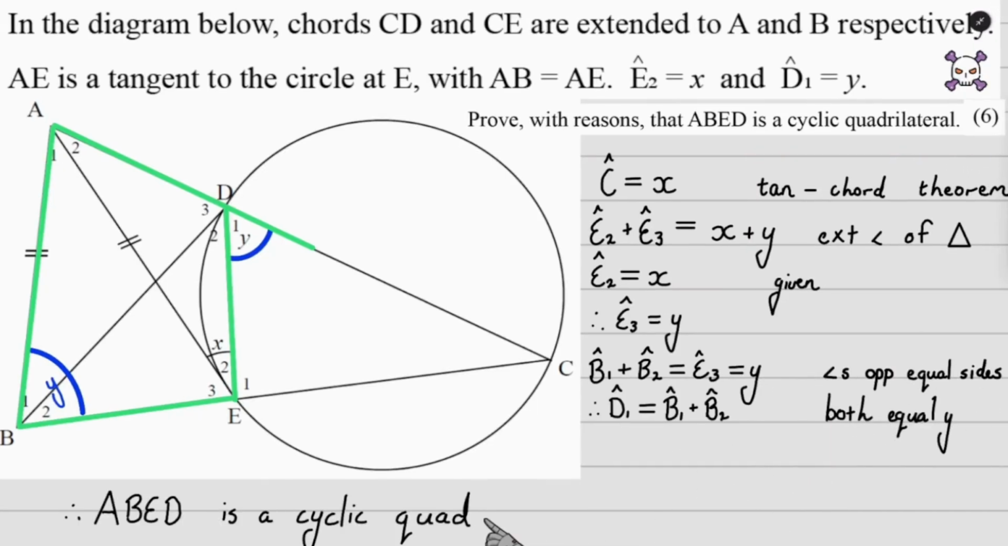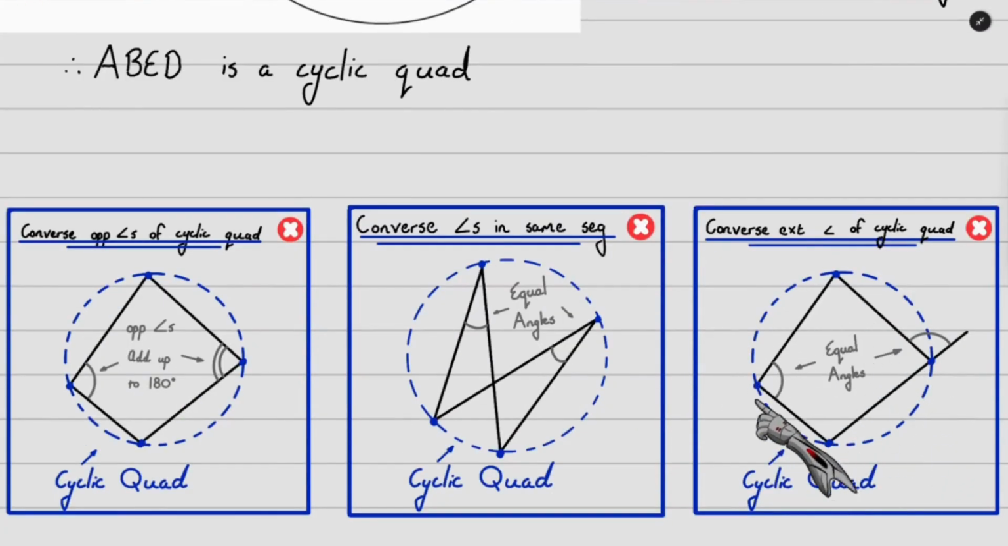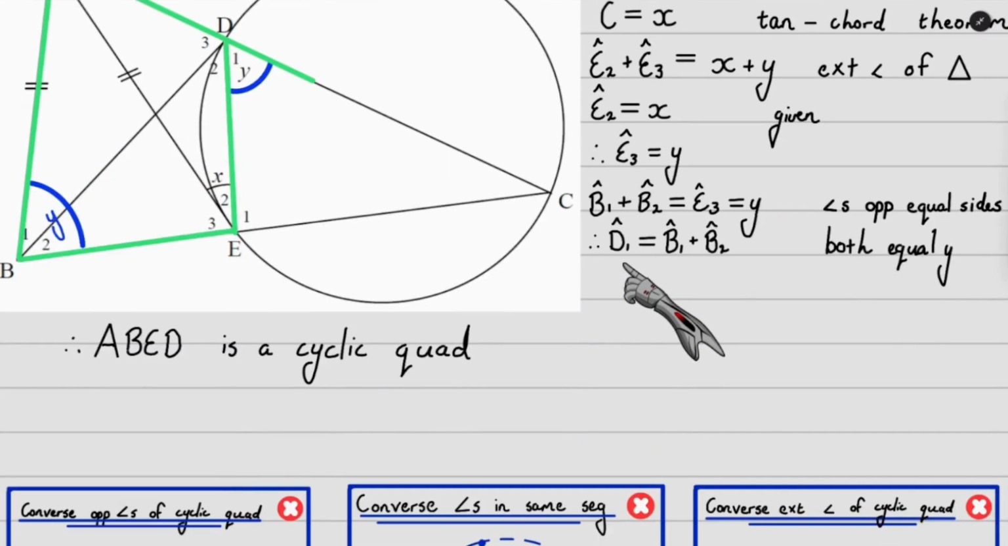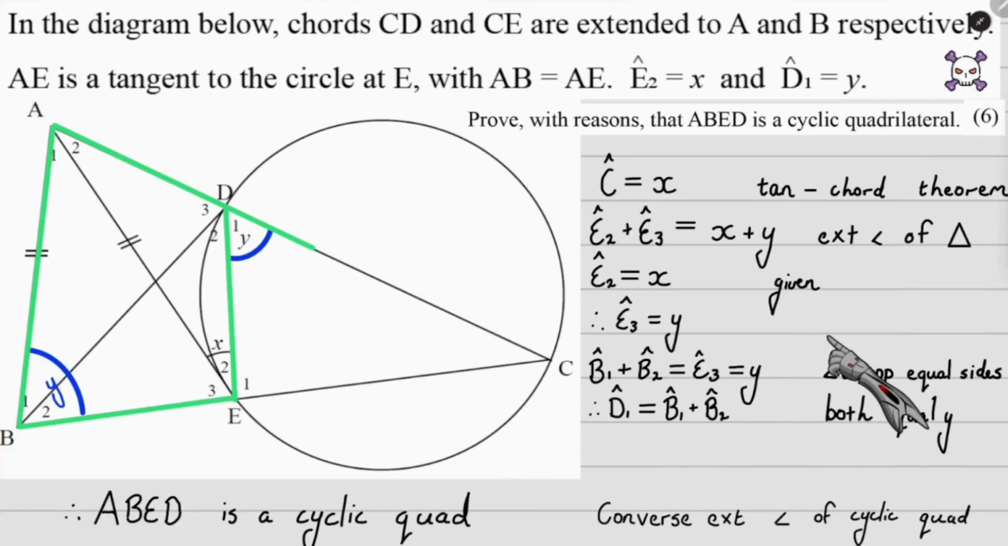And after we state that, we went down this avenue to prove it: that the exterior angle is equal to the opposite interior angle. So we're going to slap this down as our reason, exterior angle of cyclic quad. And then we've officially waxed this question.